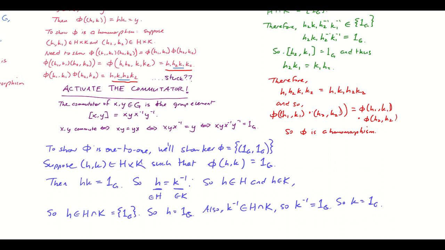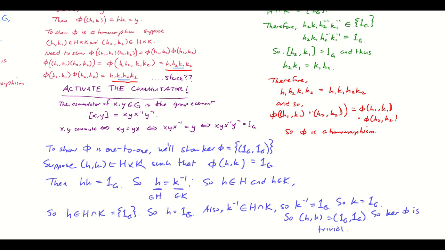So what does that mean? So (h, k) had to have been the identity, which is what we hoped for. So the kernel of phi is trivial, and that makes phi 1-to-1. Therefore, phi is an isomorphism. We've done all the things necessary to show phi is an isomorphism from H cross K to HK.